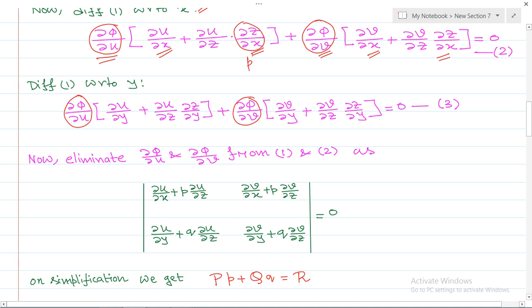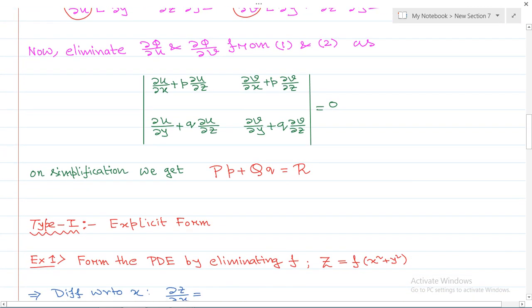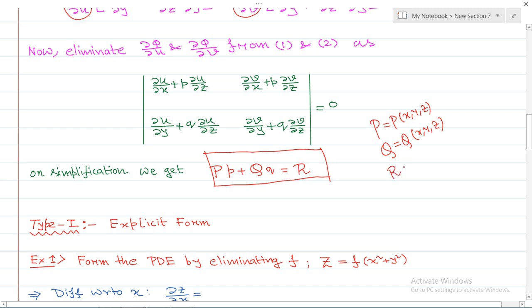So after simplification of the determinant, just cross multiplying and rearranging the terms, we have one equation in the structure capital P into small p plus capital Q into small q equals capital R, where capital P is a function of x, y as well as z. Capital Q is also a function of x, y as well as z, and R obviously is another function of x, y as well as z. Okay, so this is the differential equation that we wanted to obtain.